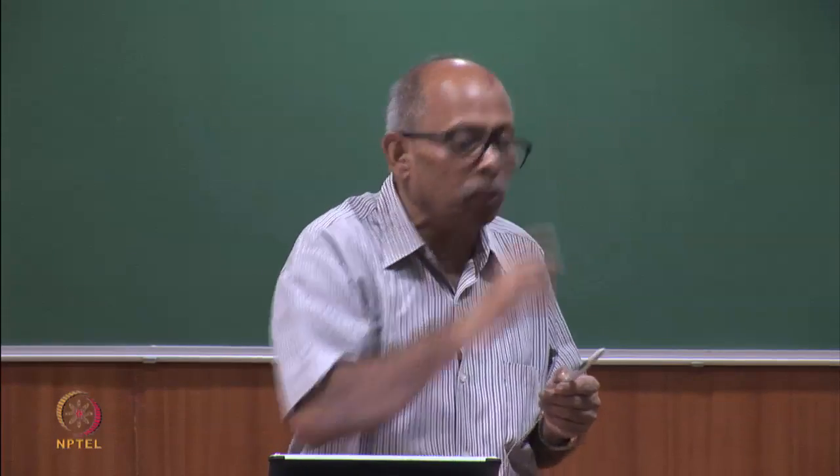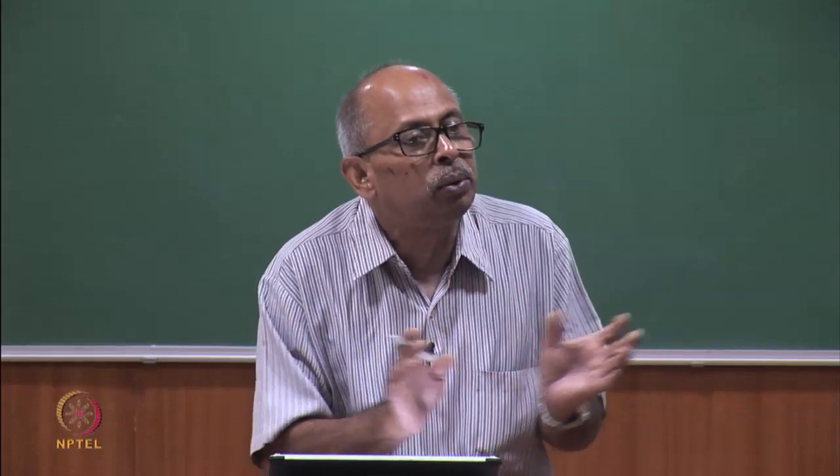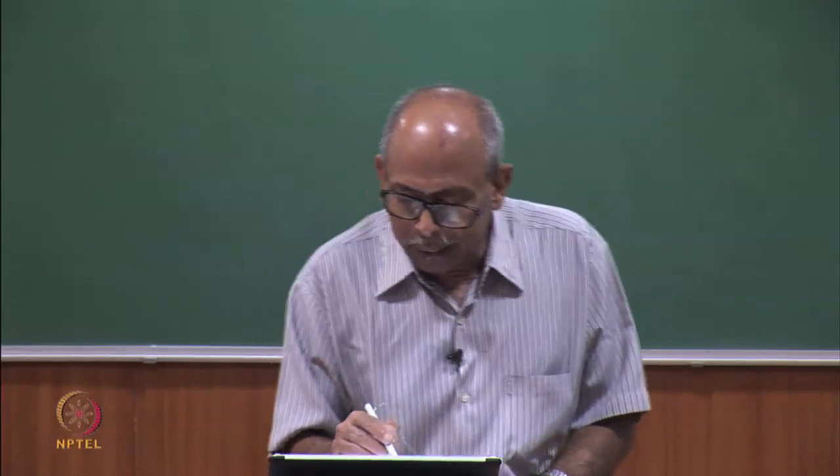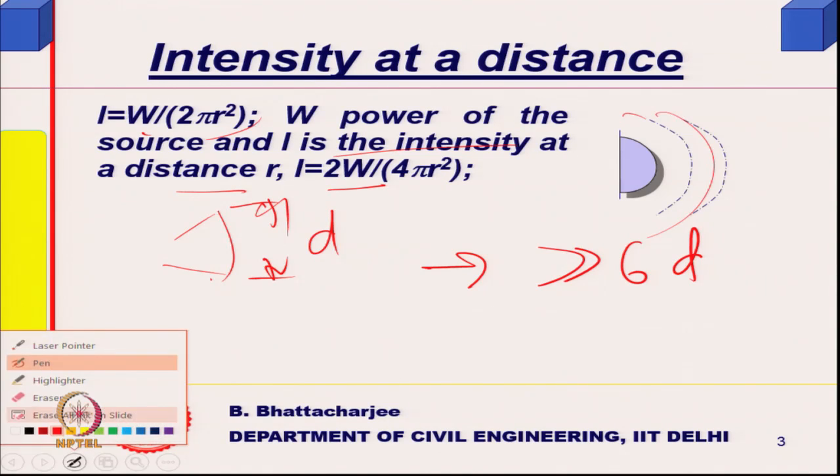So if I keep a speaker on the wall, the whole energy will be dissipated through 2 pi r squared, where W is the power of the source, and I is the intensity at a distance r. So we will write it as 2W divided by 4 pi r squared. 2W divided by 2 pi r squared, that is 2W divided by 4 pi r squared, right? So this is how we can write.